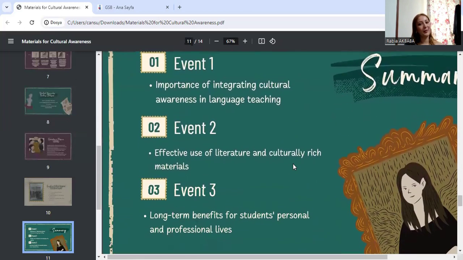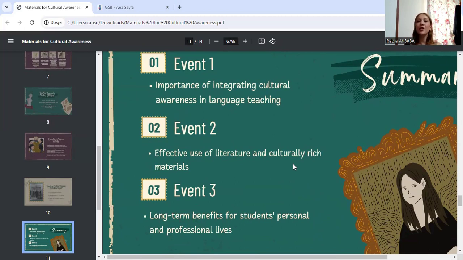Okay, now let's check my summary. What we learned: the importance of integrating cultural awareness in language teaching, the effective use of literature and culturally rich materials and how to use them, how to motivate students to improve their cultural awareness, and long-term benefits for students' personal and professional lives.